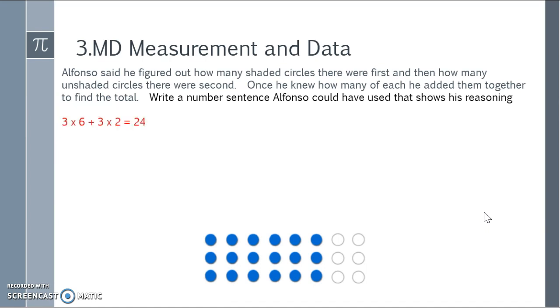So when I look at the shaded portion, I have a 3 by 6. And I have a 3 by 2 for the unshaded portion. Multiplying them together and adding their results gives us a total of 24. So he took the unshaded plus the shaded.